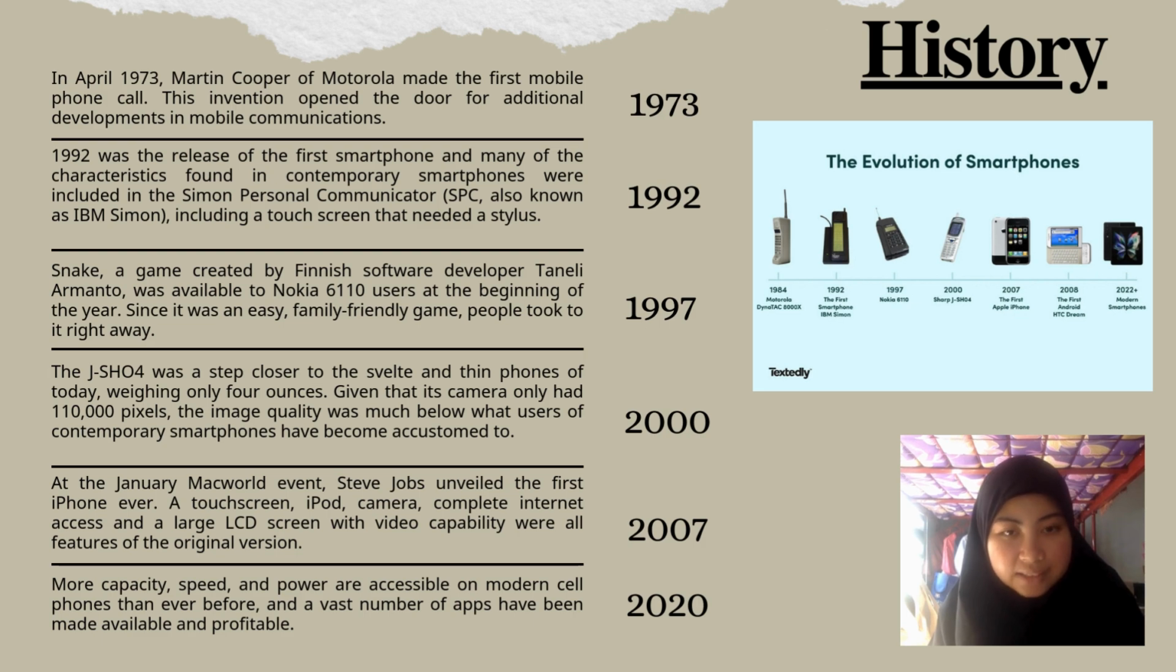Next, 7 years later, in 2007, at the January Macworld event, Steve Jobs unveiled the first iPhone ever, a touchscreen, iPod, camera, complete internet access, and a large LCD screen with video capability were all features of the original version.